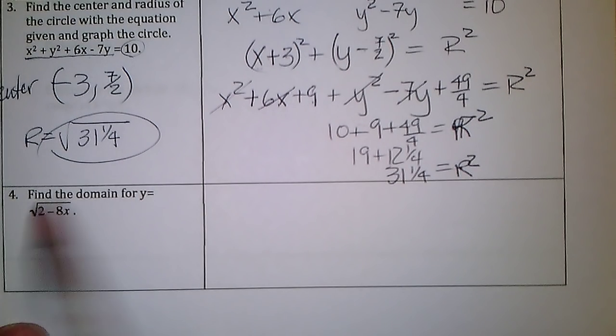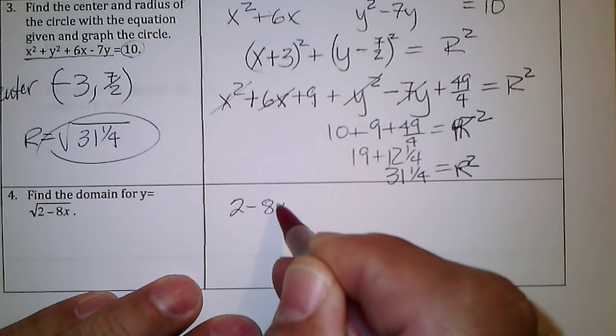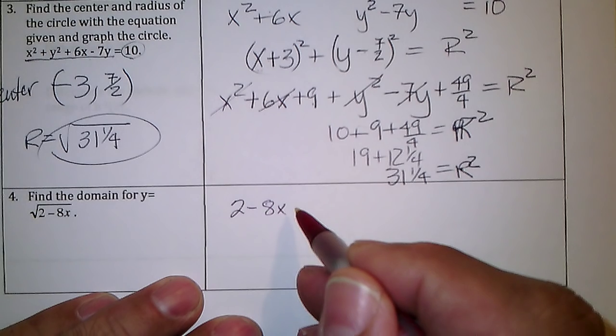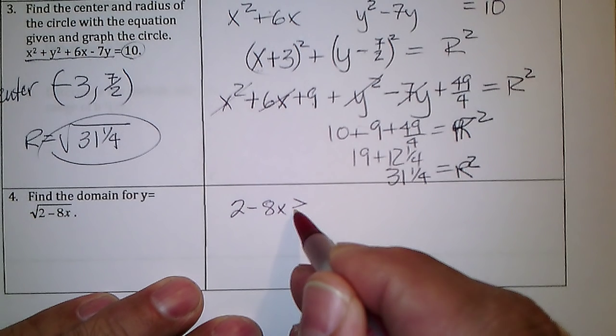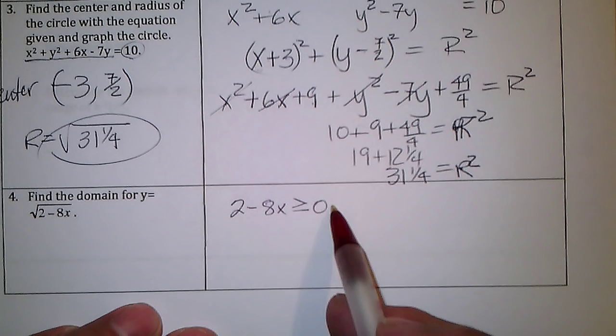Determine the domain. Well, the thing that could go wrong here is taking square roots of negatives. So 2 minus 8x can't be negative. It can be greater than 0 or equal to 0, but it can't be negative. So what can it be?